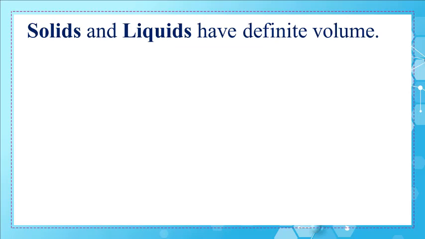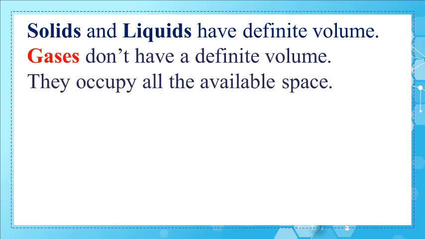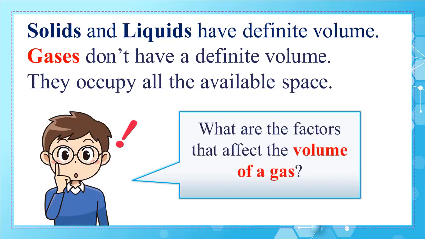Solids and liquids have definite volume. However, gases don't have a definite volume. They occupy all the available space. But what are the factors that affect the volume of a gas?